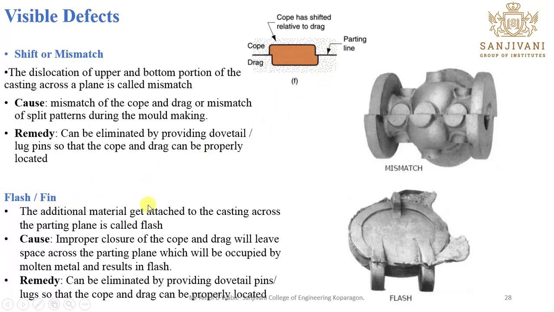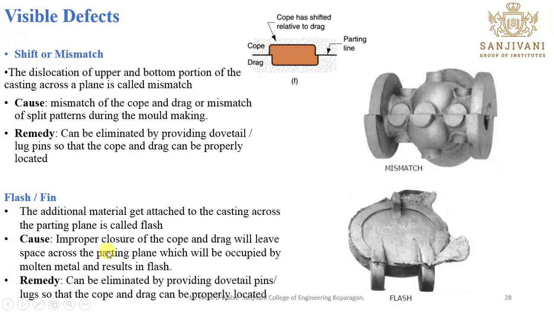Another is a flash or fin. You can see this is the actual component, and along the component, on the parting line, some layer of material will be seen, having a thickness around the gap present in your parting line. That gap will be filled with molten metal, and after solidification you will get this kind of fin or flash. So the additional material attached to the casting at the parting plane is called flash.